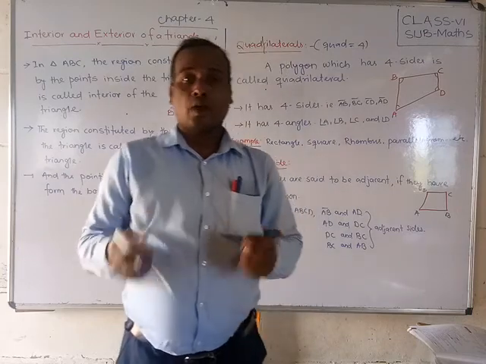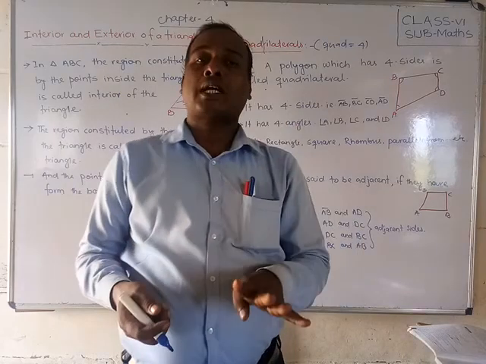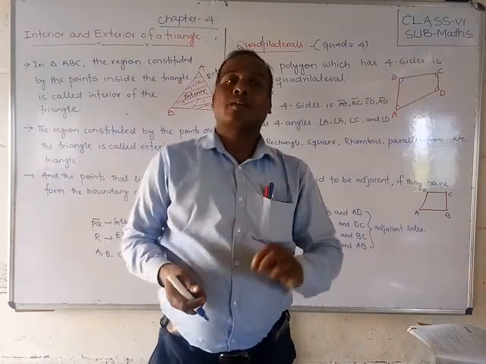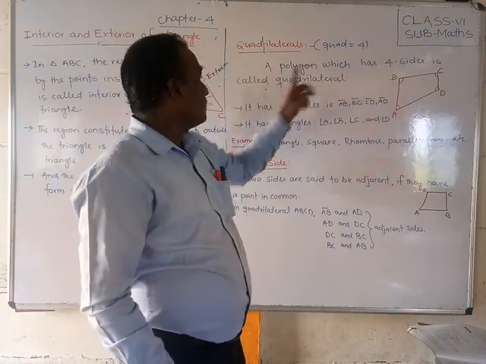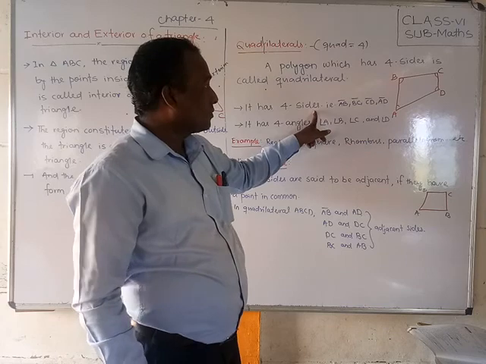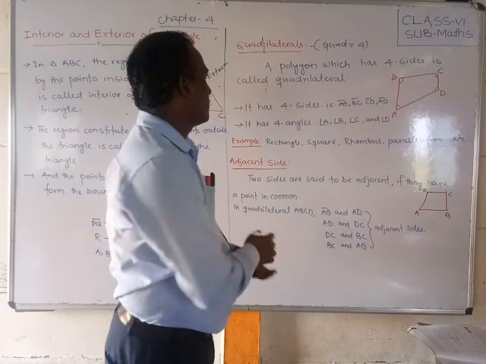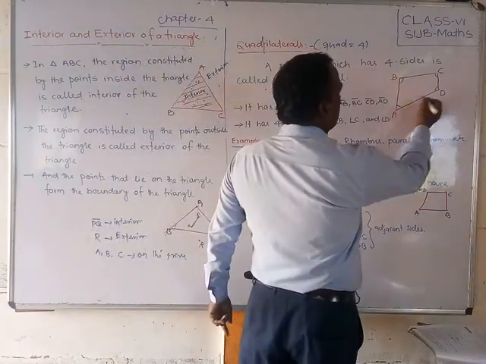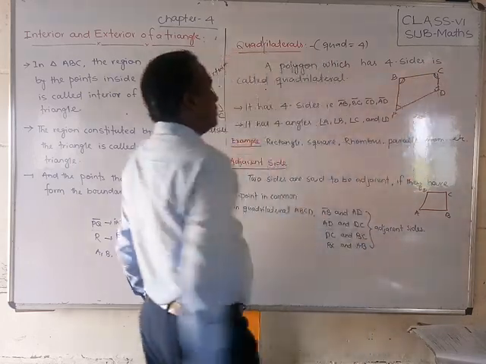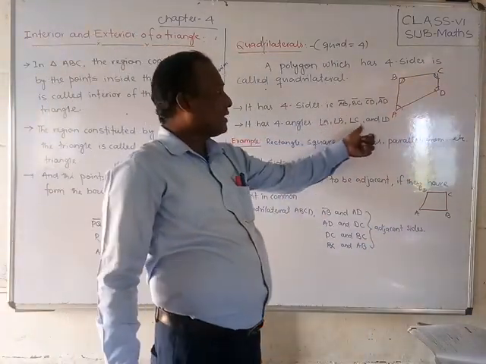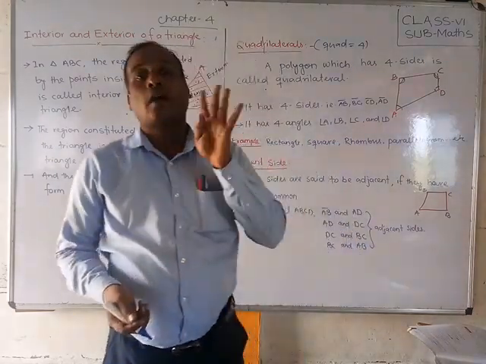If a polygon has four sides, it is called a quadrilateral. It has four sides: AB, BC, CD, AD. It has four angles, 1, 2, 3, 4. These are called angles, and it has the four angles A, B, C, D. That means a quadrilateral has four sides and four angles.